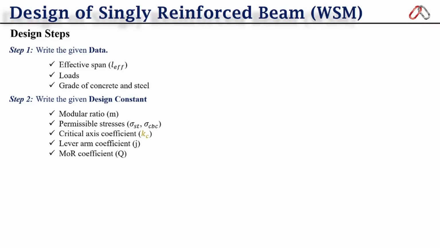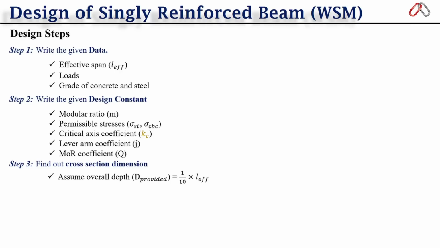After that, the third step is for designing. You have to find out the cross-section dimensions of the beam you are going to design, which is a very important step in designing. Initially assume the overall depth, which we can call D, provided as 1/10 of effective span. Next we have to calculate the required depth, which is the combination of effective depth and effective cover.